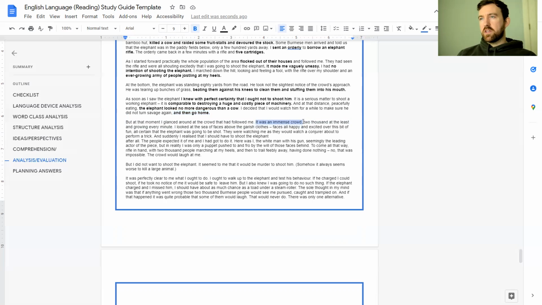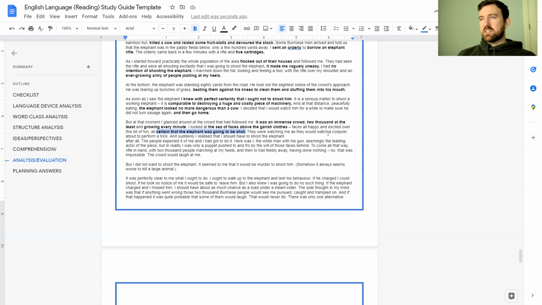So again, we've got quite a few things. An immense crowd, 2,000 at least, that would be very intimidating. 2,000 people is a heck of a lot. Growing every minute, so that adds even more to the sense of panic. The sea of faces above the garish clothes. So this imagery of a sea of faces is quite intimidating, like this huge number. And they're all happy to see this bit of fun, all certain that the elephant was going to be shot. Now that bit's interesting too, because even though he doesn't want to kill the elephant, you've got this huge crowd of people certain that it will. So it's harder and harder to be the person that stands up against a bigger and bigger crowd, right? It's like peer pressure, basically.